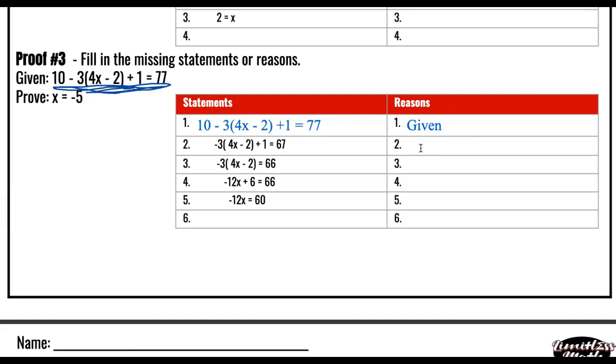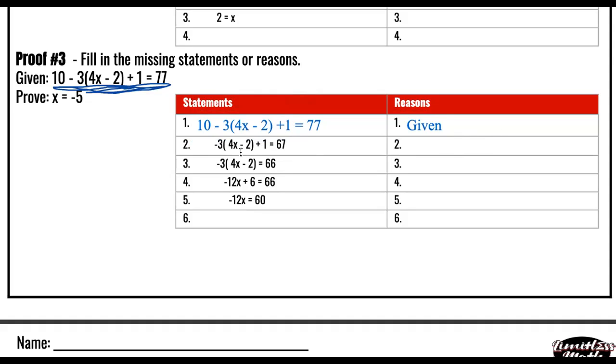Okay, so I'm going to go through my complete thinking process as we go through this example, right? To come up with reason 2, I have to determine what happened between statement 1 and statement 2. What's the difference between statement 1 and statement 2 that will help me come up with the reason for statement 2? I like to compare. How are they alike? Minus 3, minus 3. I still see parentheses. I see 4x. I see minus 2. I still see the 1. All of that's the same.